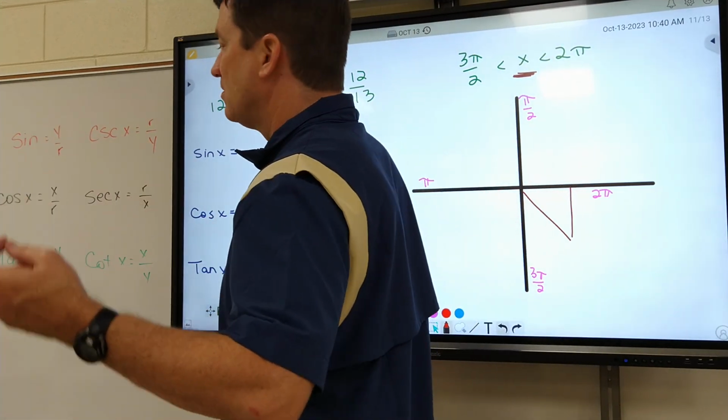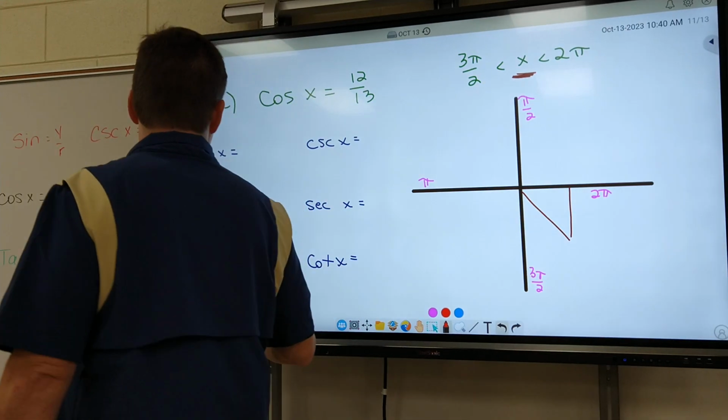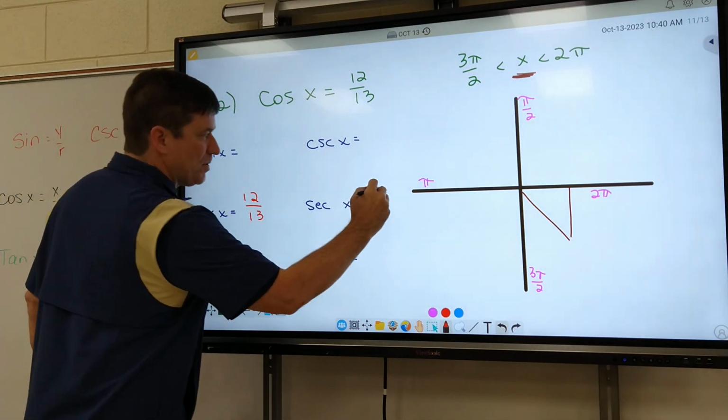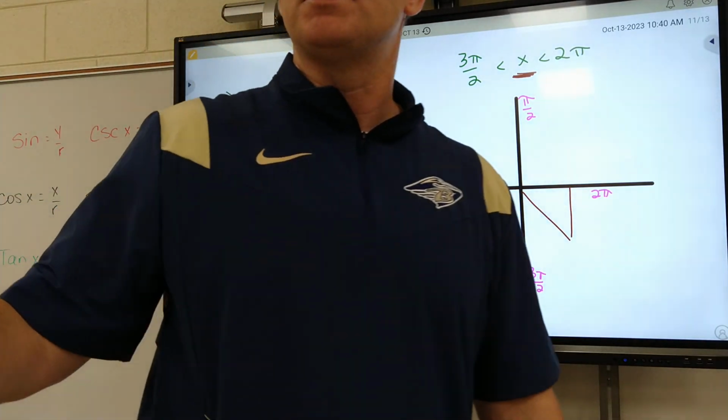Next thing let's do. Samari, they are giving us the answer for cosine. They're saying, hey, cosine is 12 over 13. So I can write that answer in here, I can flip it and write that answer in here. So even if you don't know how to do this problem, you can still get those 2 right.